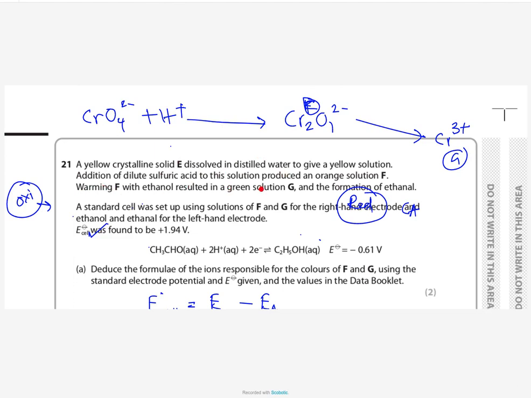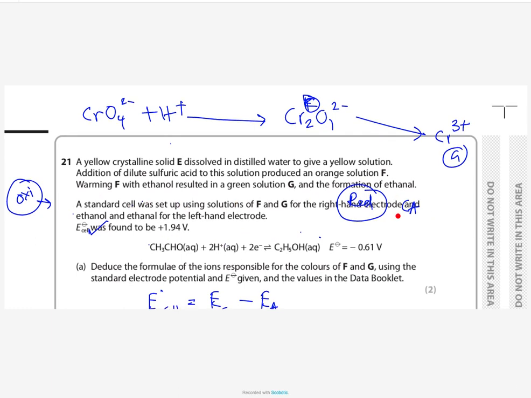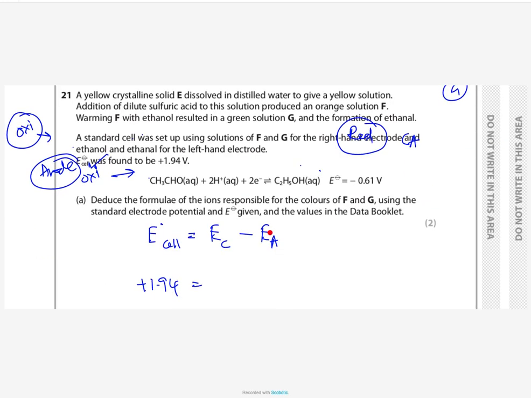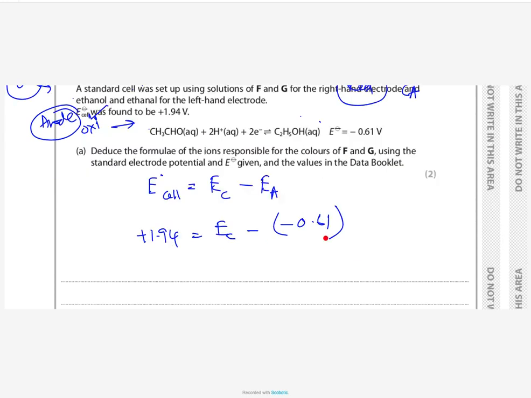Standard cell was set up using solutions F and G for the right-hand electrode. That is reduction. Ethanol to ethanal for the left hand. This is oxidation. That means this has to be written as oxidation. So the oxidation half equation, that means this is the anode. So that is correct. What I did before was right. So minus 0.61. Right. So what is the value for this then?